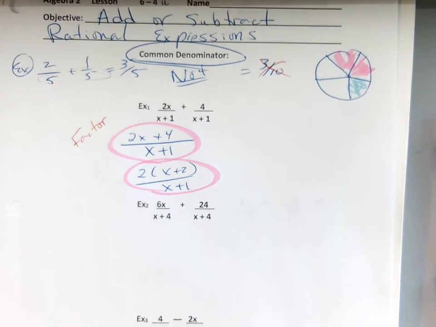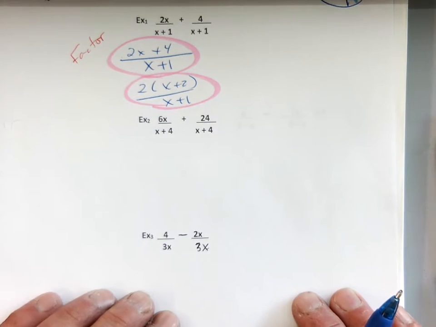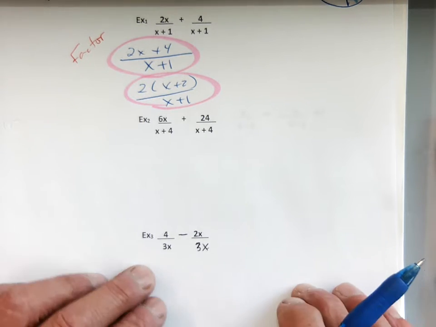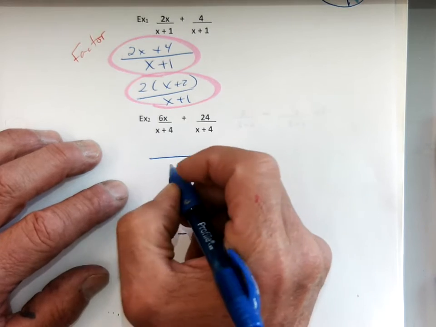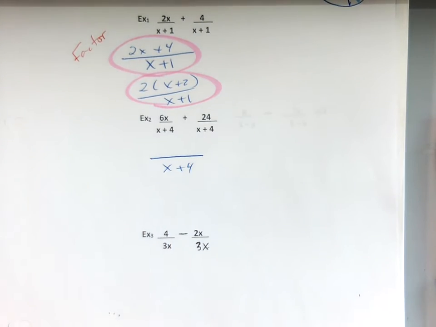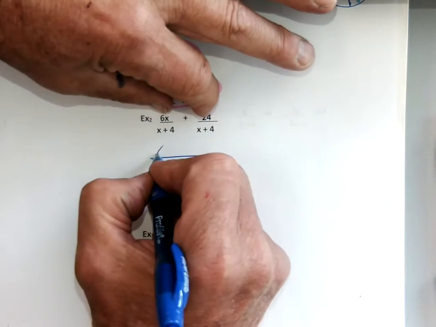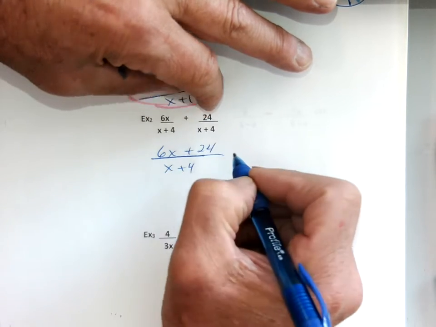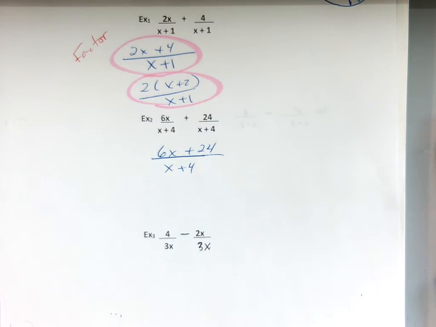Okay, how about example 2? Do you have a common denominator? Sure. Yes. So write it down, and then add the numerator, 6x plus 24. Well, maybe if I factor, then maybe I'd be able to reduce it.